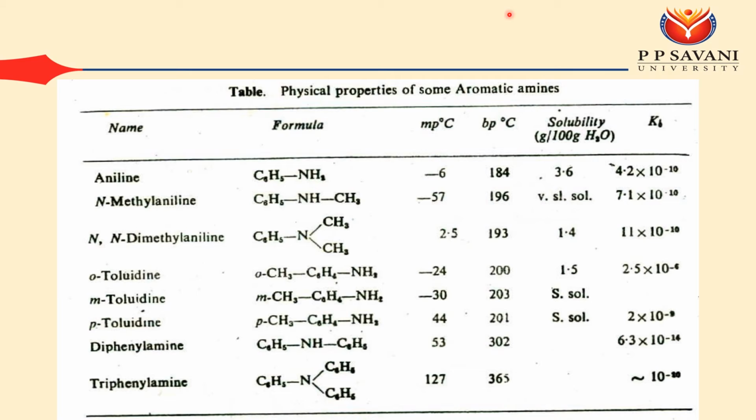Then these are the physical properties of some aromatic amines. This is the name. If you observe here, this is a simple primary amine, this is a secondary amine, and methylamine. The boiling point is higher here, and if you have N,N-dimethyl like this, the melting point is higher. Then ortho-toluidine, para-toluidine, and triphenyl, whose melting point is about 127.